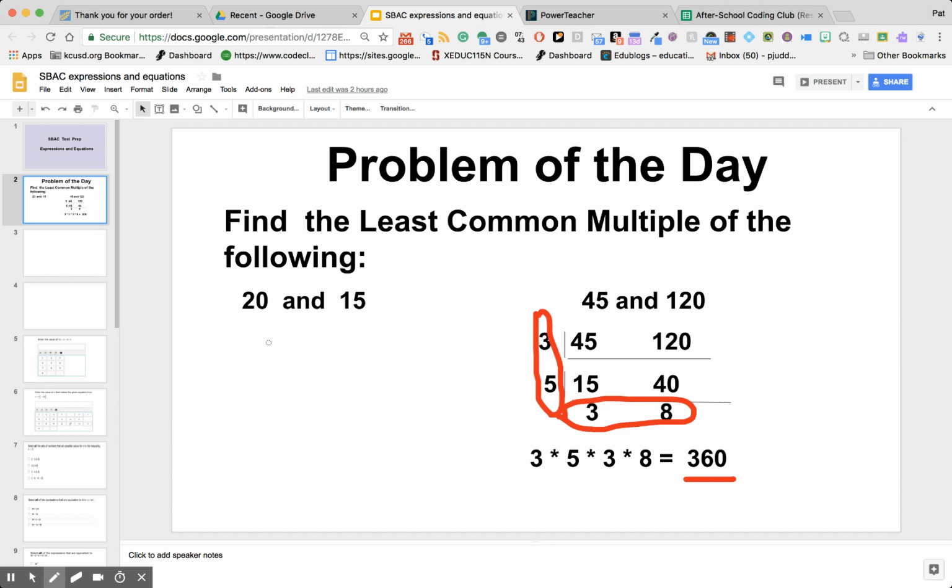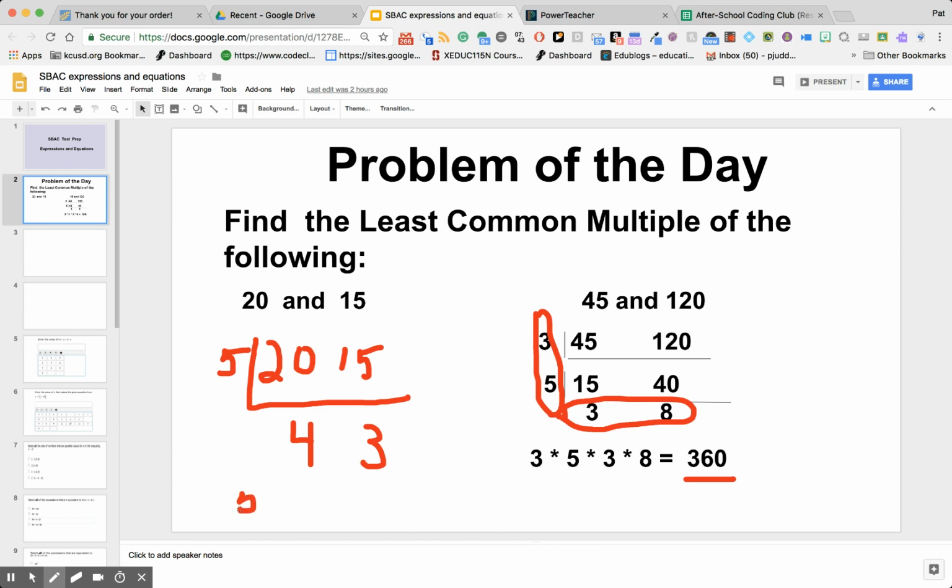Okay, so I'm going to use the step-down method again. I'm going to look at 20 and 15. And the smallest prime number that will go into 20 and 15 is 5. 5 goes into 20 4 times. 5 goes into 15 3 times. Now I look at 4 and 3. There is no prime number that goes into 4 and 3 evenly. Remember, 1 is not prime.